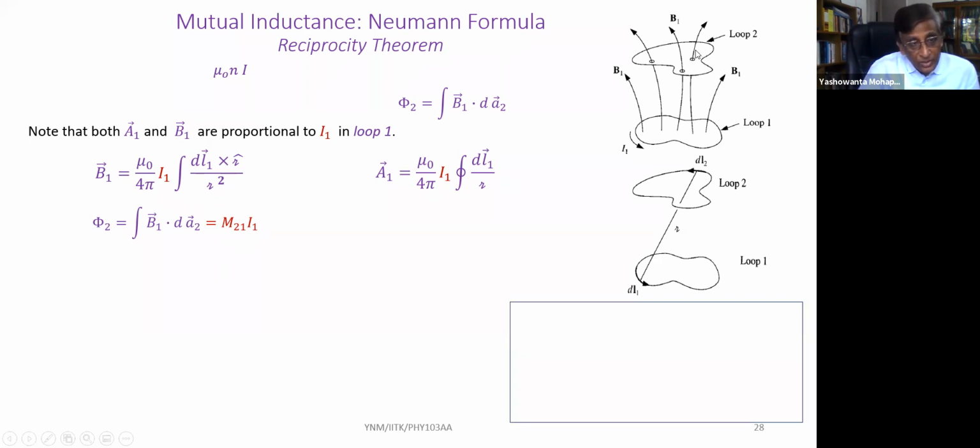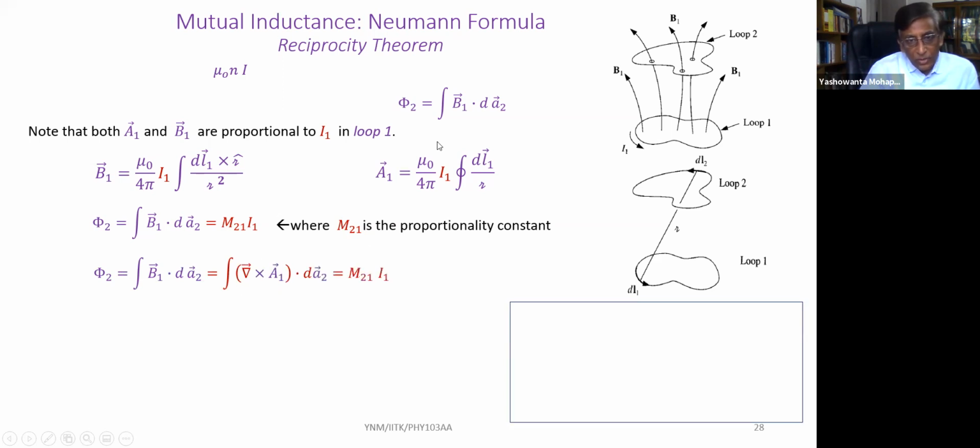Flux in 2 is proportional to the current running in loop 1, and that proportionality factor is called the mutual inductance. Where M21 is the proportionality constant, that is phi 2 because of 1. So 1 is the current source and 2 is where the magnetic flux has been produced. So M21 is the proportionality constant. Now phi 2, of course, I can write in terms of curl of A1, that we know. So B1 I'm replacing by curl of A1, and that is also M21 I1.